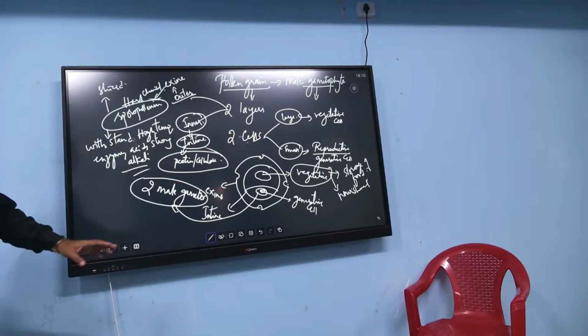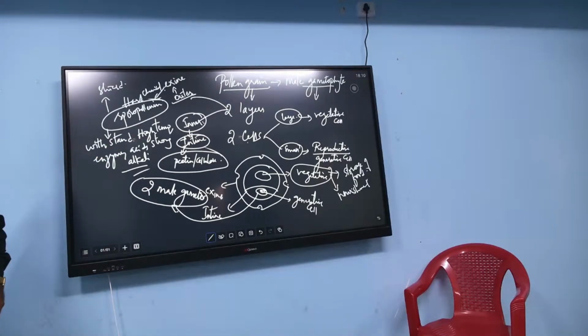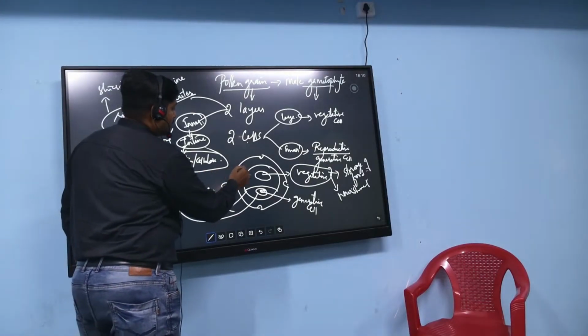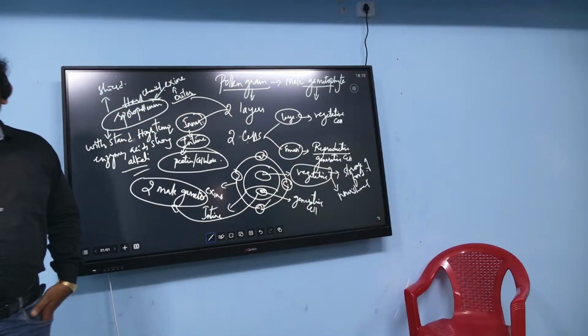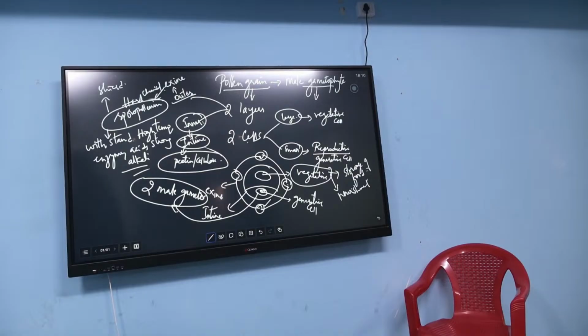Now, one more thing we need to see here. If you see the outermost layer, at some points there is a gap. What is that called? Any idea?